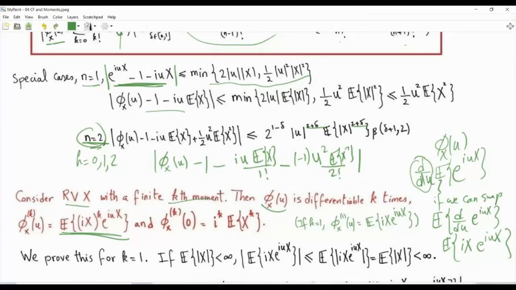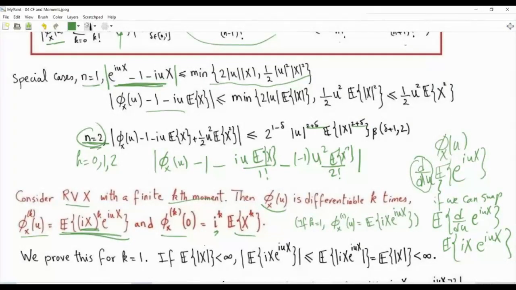So here actually we can give a condition that validates this swapping, and this condition is related to the finiteness of generally the kth moment. Okay, so if the kth moment is finite, it's as if you can do this swapping, and then you get this ix to the power k multiplied by e to the iux. And this will be the kth derivative of the characteristic function. And if you evaluate it at 0, you get the kth moment, but then it is multiplied by i to the k. Okay.